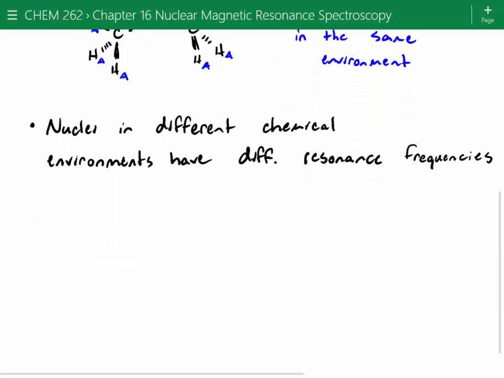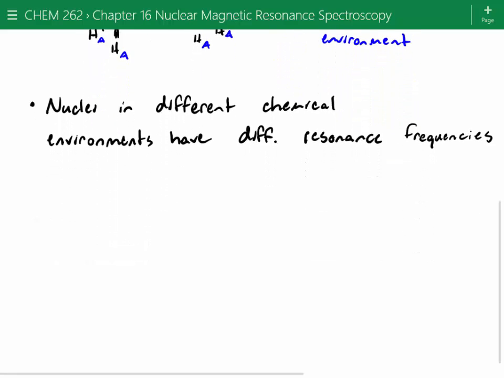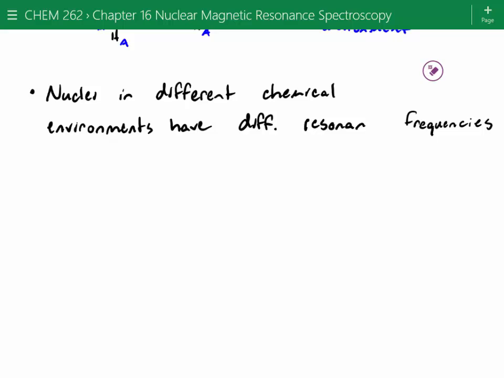However, we left off by saying that if we're in different chemical environments, we'll actually observe different resonant frequencies. Sorry, I keep on saying resonance frequencies when that's not grammatically correct. So let's take an example here, and I'm going to look specifically at ethanol, my favorite alcohol.